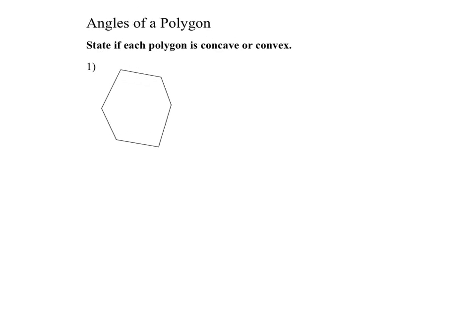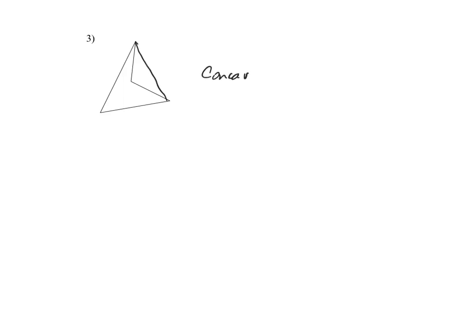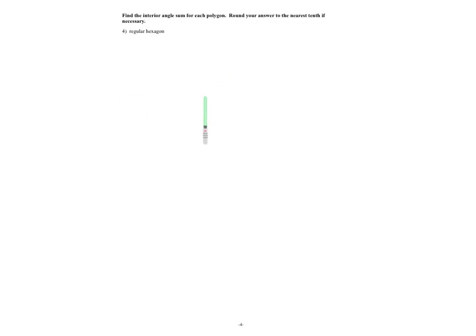So for this one, I'm going to state if it's convex or concave. As you can see, if I draw all my diagonals, all of them are going to be completely in the interior of the polygon. So in this case, this is convex. The second one, if I draw this diagonal here, it is in the exterior, so this is concave. The next one, again, if I draw this diagonal here, this is concave, and it's going in, as you can see right here.